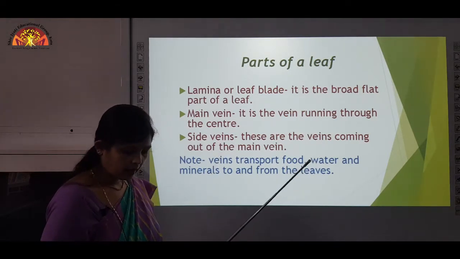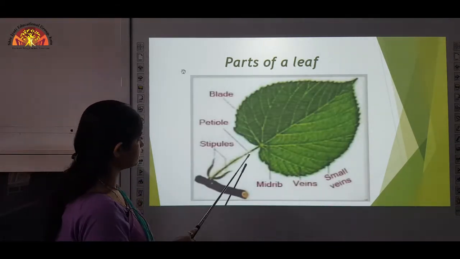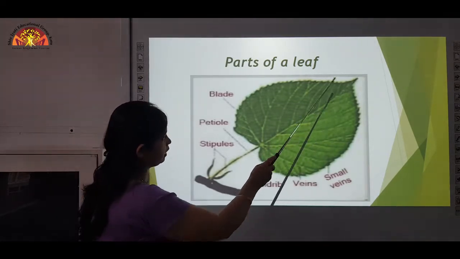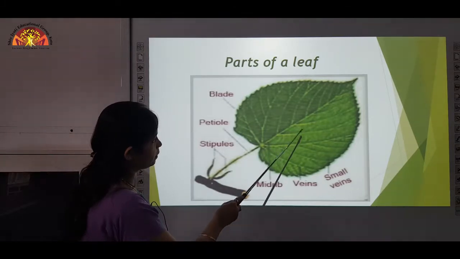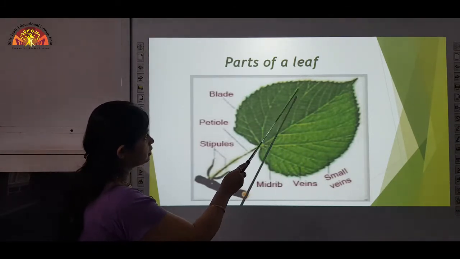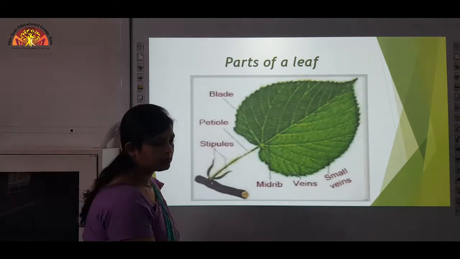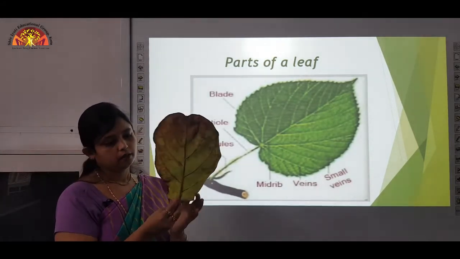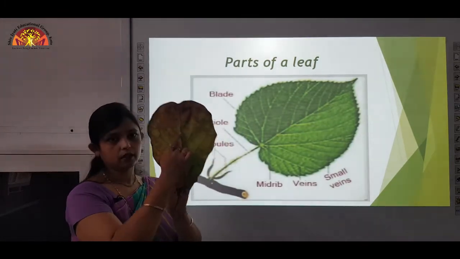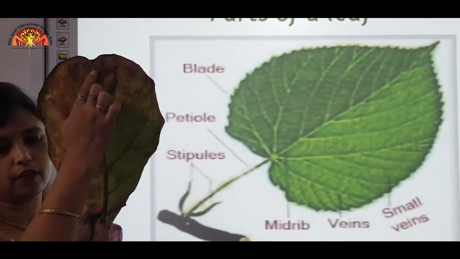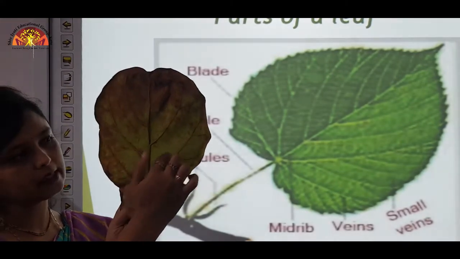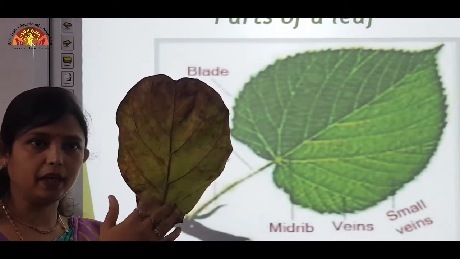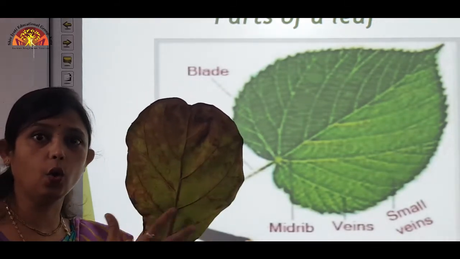side veins. Have a look at the diagram shown here. You can see a single main vein is running. This is somewhat thick, and from this main vein so many branches are coming and they are spread throughout the leaf. You can see the same thing in this leaf also. See, this is the main vein of the leaf, and from this main vein so many side veins are coming out. These are somewhat smaller and thinner than the main vein, and these are covering the whole leaf.